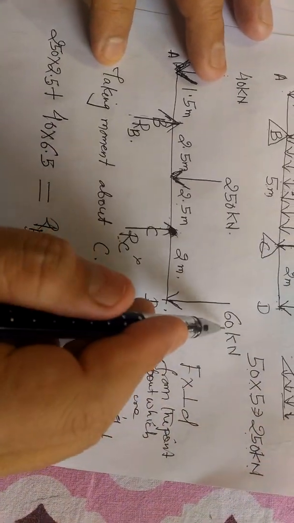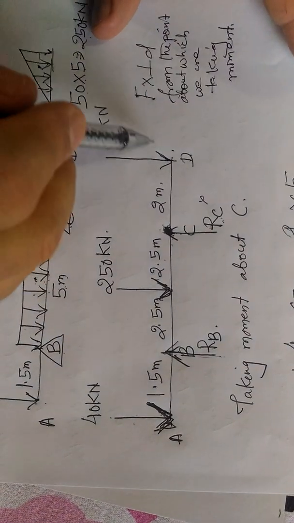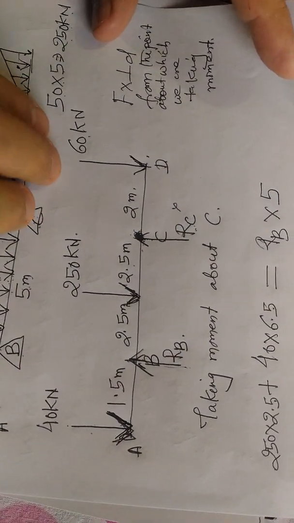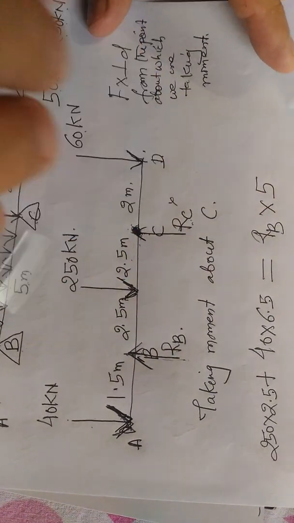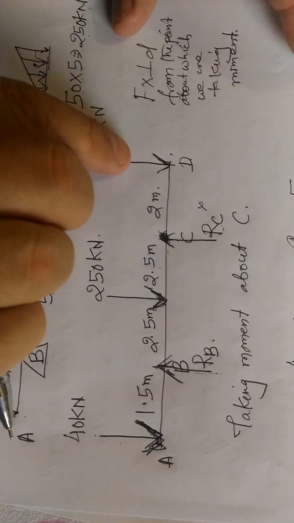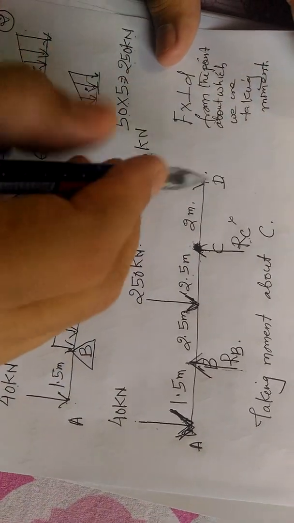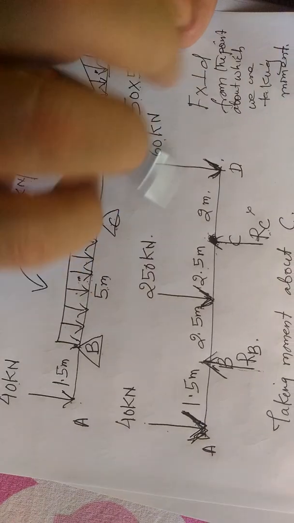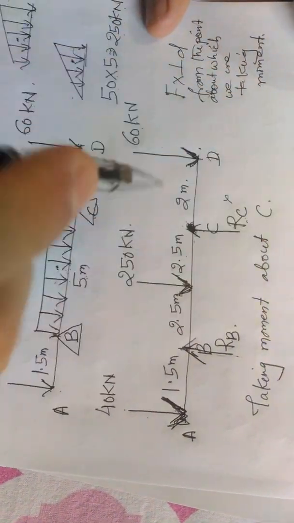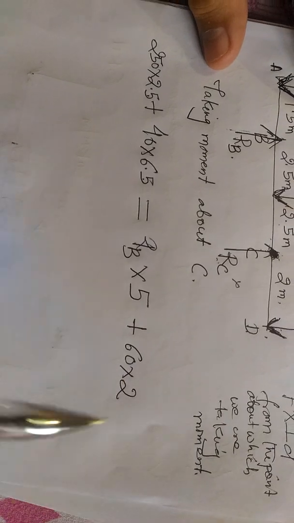Now for 60 kilonewton, it is coming towards you, so rotate the paper. Now the arrow is going outwards from you, walk in the direction of this force, that is 60 kilonewton, and stand here and observe the point C. C is a fixed point. Always walk in the direction of the force, never stand at the point, always stand on the force, and the arrow is going outwards from you. If you observe this point, it is towards your right. So write this equation, plus 60 into 2.